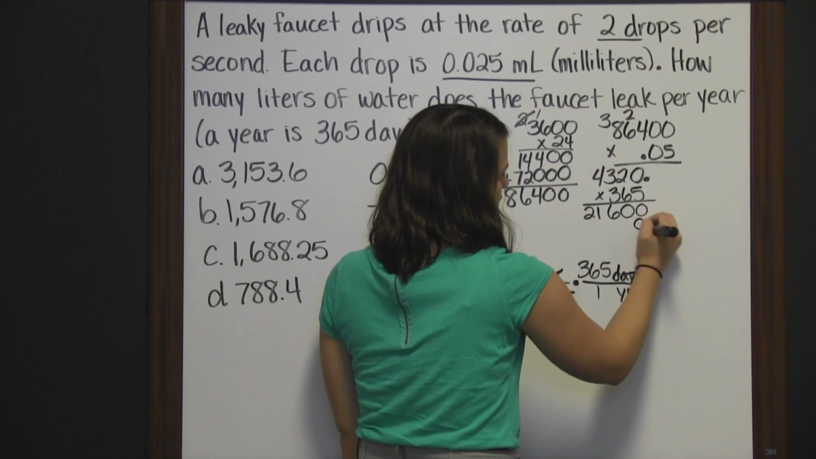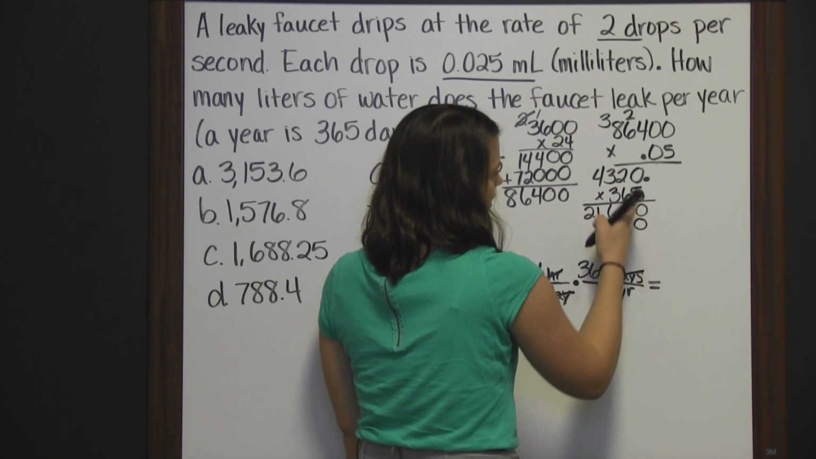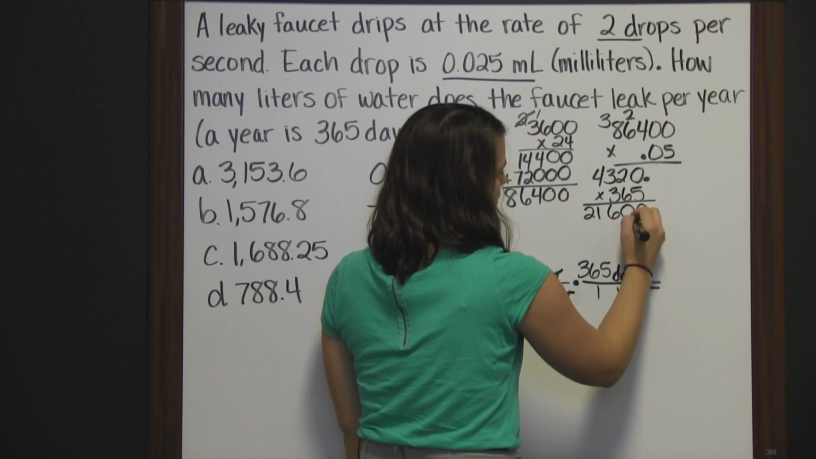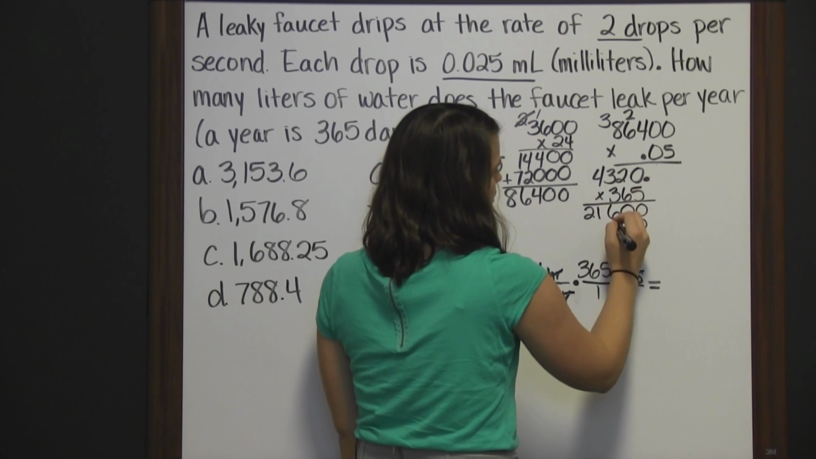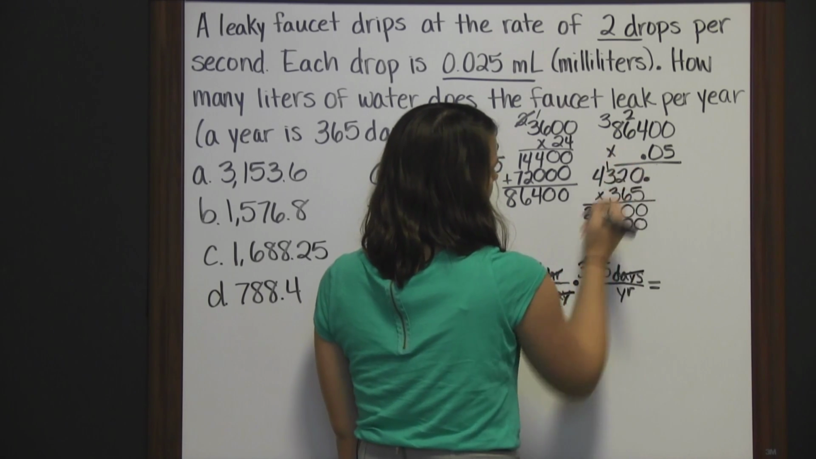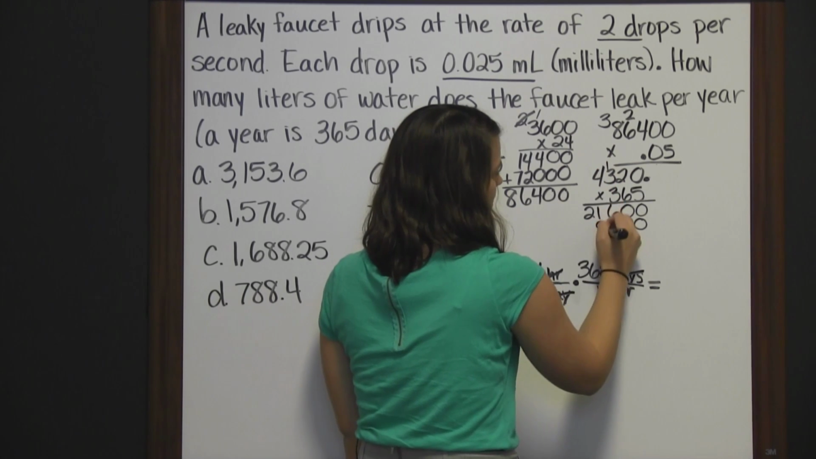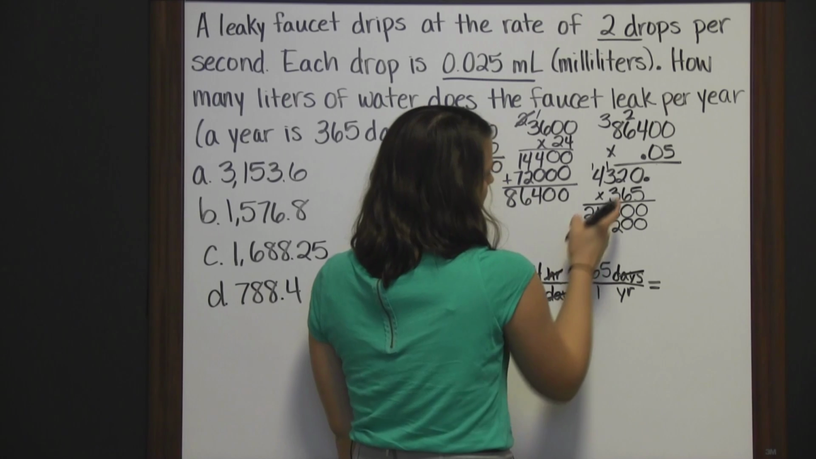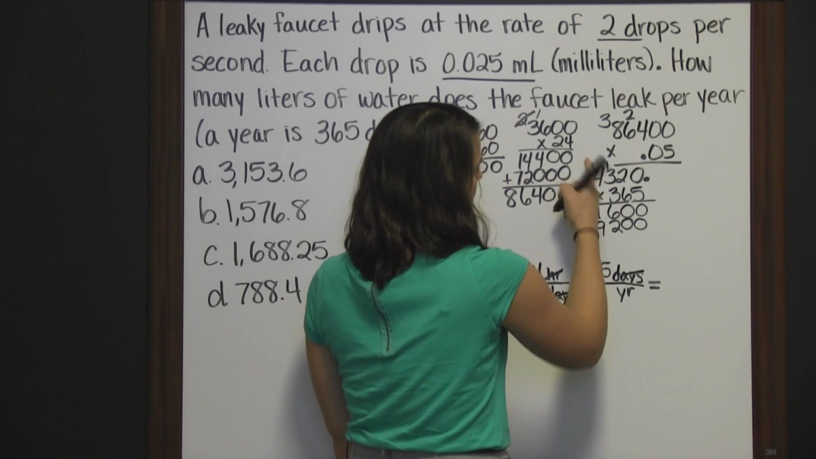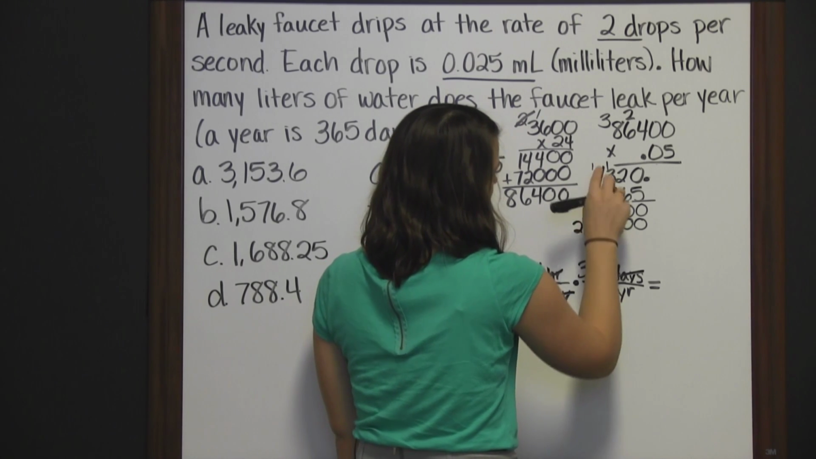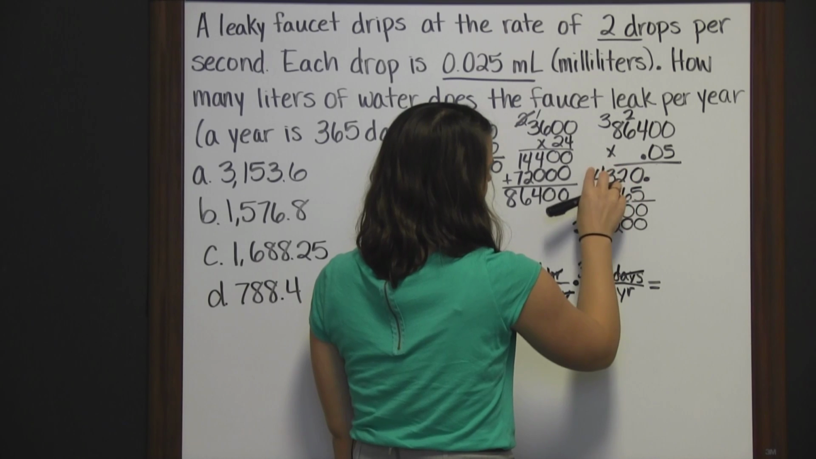So first I need to put a 0 placeholder for the 5. 6 times 0 is 0. 6 times 2 is 12, carry the 1. 6 times 3 is 18, plus 1 is 19, carry the 1. 6 times 4 is 24, plus 1 is 25. So get rid of those.